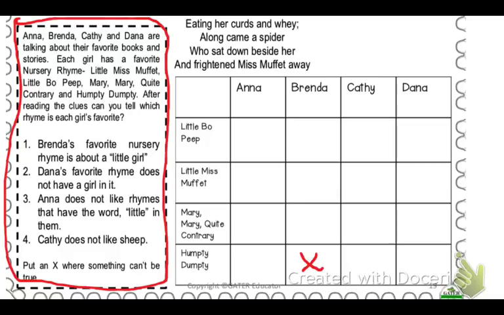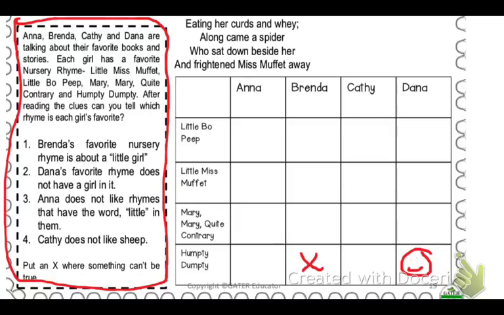Dana's favorite rhyme does not have a girl in it. Well, hey, Dana, the only one that doesn't have a little girl is Humpty Dumpty. So Dana gets a circle. And I'm actually going to give her a smiley face.